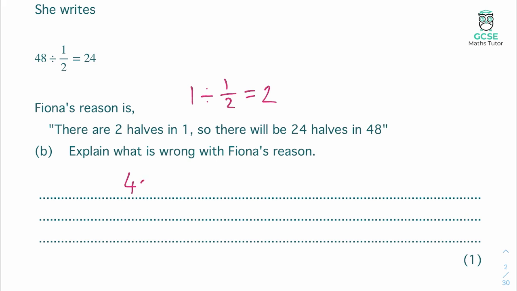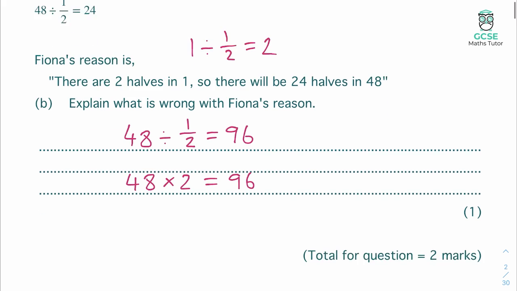So 48 divided by a half would actually equal 96. Or in other words, you double the answer. So actually you're doing 48 times 2, which is equal to 96 as well. And you could write some words along with that, but my mathematical explanation is good enough there. On to the next one.